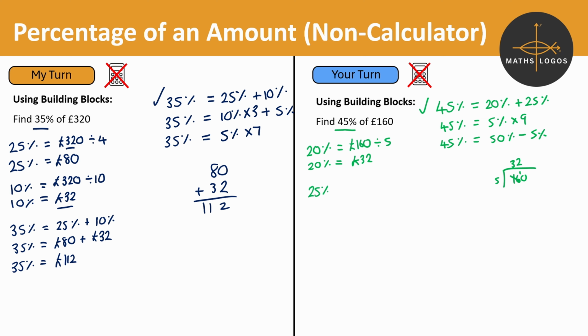And then, because I'm doing this first one, I need to find 25%. So 25%, we divide by 4. So take my 160, divide it by 4. Well, 16 divided by 4 is 4. Therefore, 160 divided by 4 is 40. So 25% is £40. 45% is going to be the sum of 20% and 25%, sorry. That's going to be equal to 20%, which was £32, add £40, which means 45% is equal to £72.